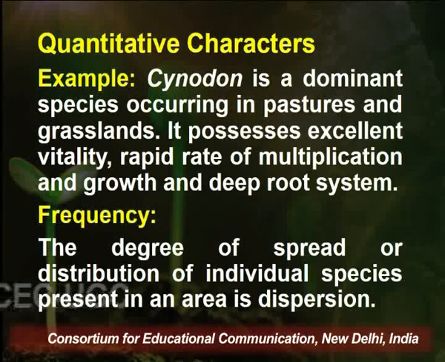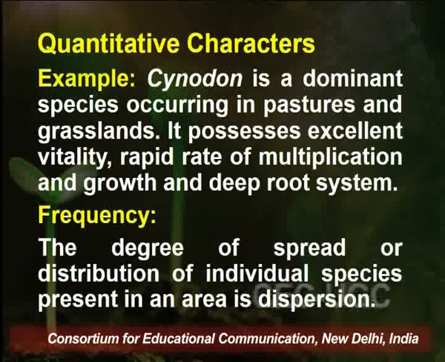For example, Cynodon is a dominant species occurring in pastures and grasslands. It possesses excellent vitality, rapid rate of multiplication and growth and a deep root system.